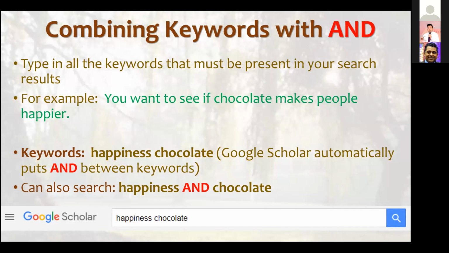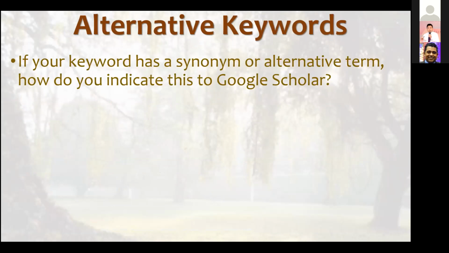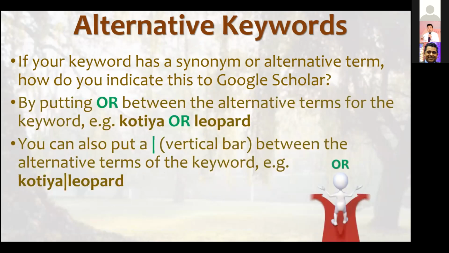Similar to AND, you can also give an option. Here you say that you want all the words to be there, which is the default. You also have the alternative keyword, where you can put OR in between, or a vertical bar. Say, I want articles with this or that. Like, you know, you want to search for cheetah, you can search for cheetah OR leopard, so that it will give you results containing either. So that is possible.